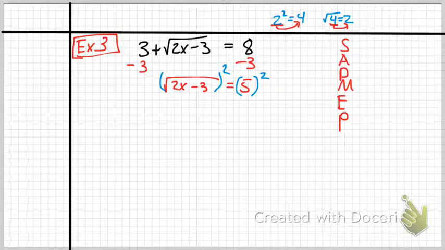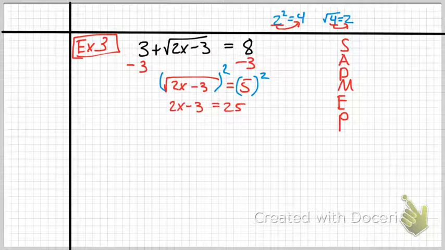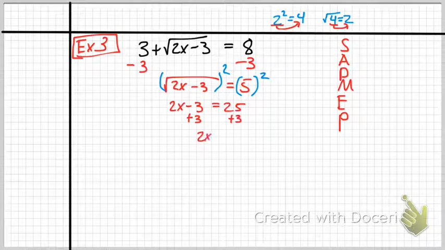To get rid of the square root, we have to square both sides, and we end up with 2x minus 3 is equal to 25. Then we see that we have a minus 3 here, so we're going to have to add 3 to both sides. So you get 2x is equal to 28. And then x is equal to 14.